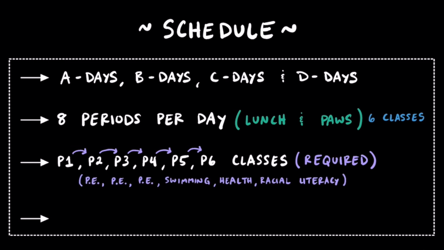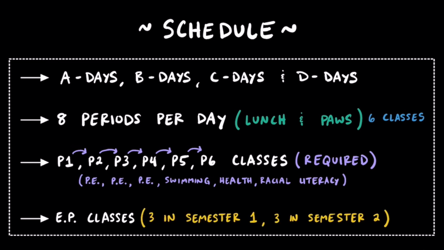Not necessarily in this order, each student will take these 6 classes of 3 PE sections: swimming, health, and racial literacy. And finally, there are the EP classes. Typically, students will be able to take 3 EPs in the first semester or first half of the school year, and 3 in the second semester or second half of the school year.